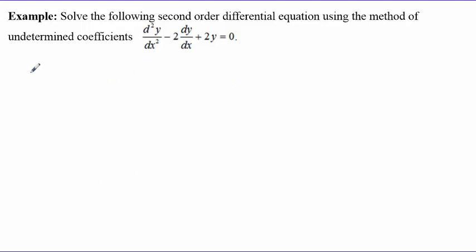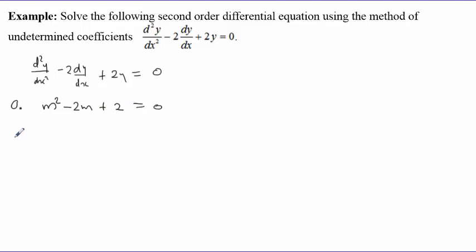Here is the equation. We're given d2y/dx2 minus 2 dy/dx plus 2y equals 0. For the initial step, we go straight to the characteristic equation: 2m to the power 2 minus 2m plus 2 equals 0. Next step, we try to look at this and see whether we can factorize, but this cannot be factorized.